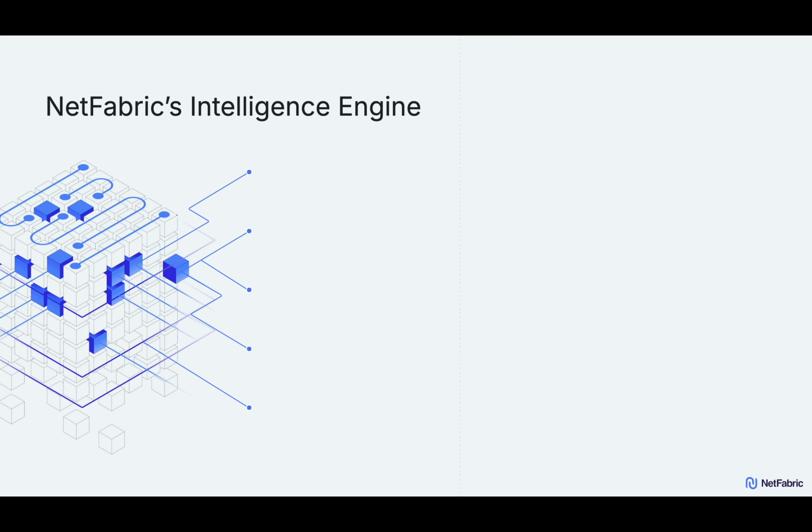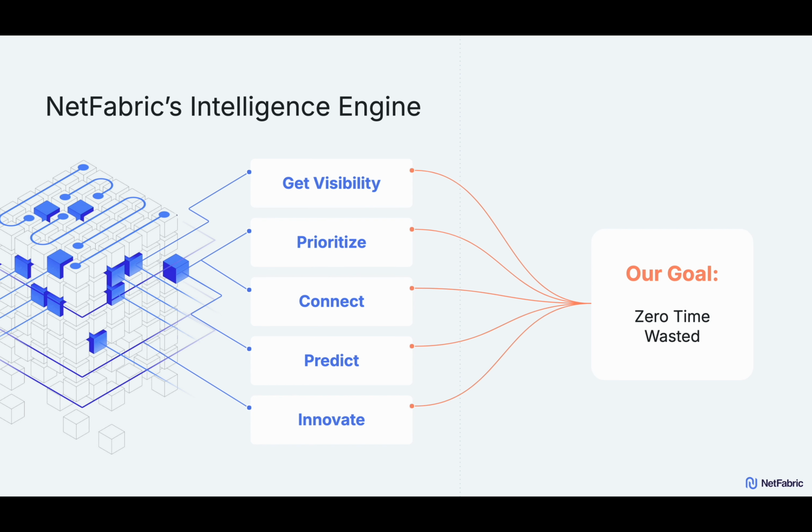At NetFabric, we're building an intelligence engine that understands your network. We focus on 5 areas: get visibility, prioritize, connect, predict, and innovate. All of these save time in key parts of your network operations. Today, you'll see how NetFabric monitors the health of your network and reliably detects forwarding problems.